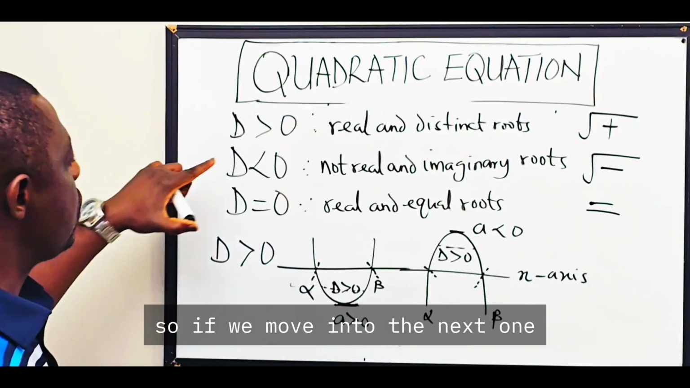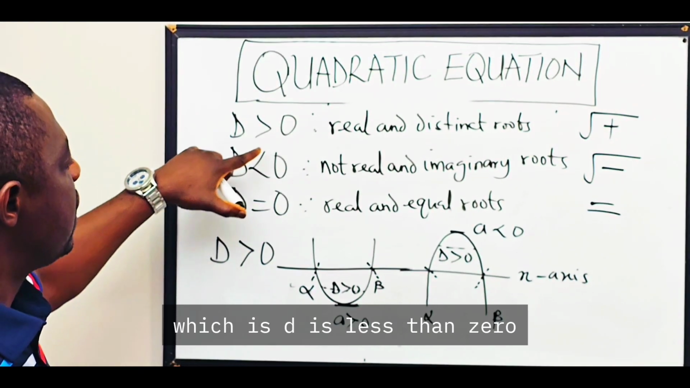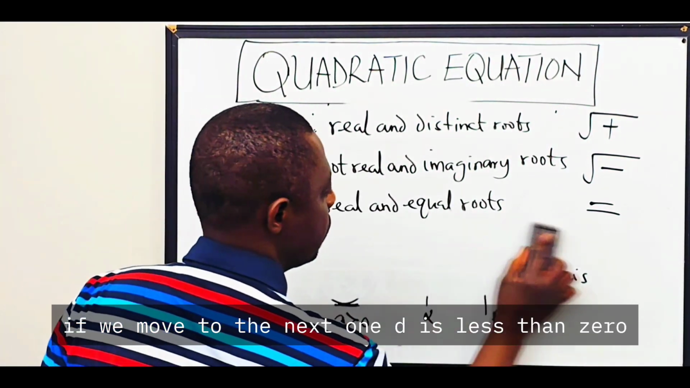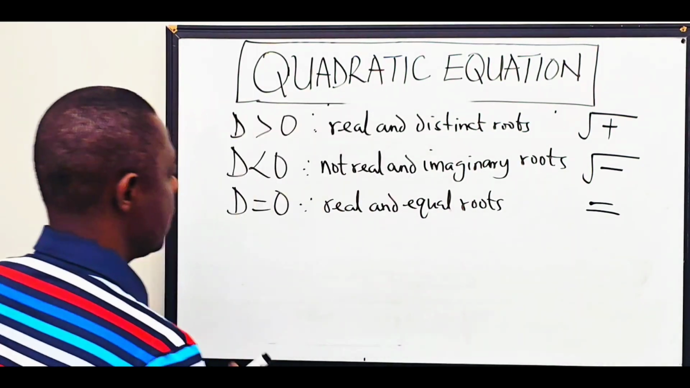So if we move into the next one, which is d is less than 0, this is the graph to that.